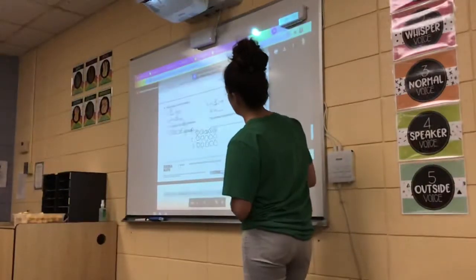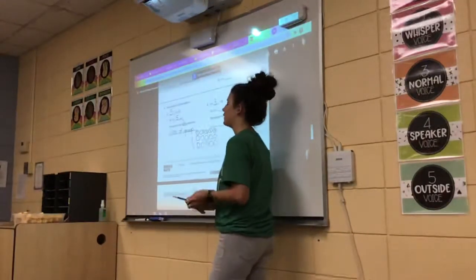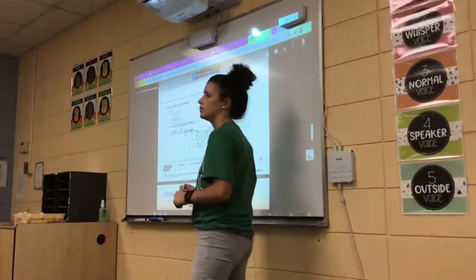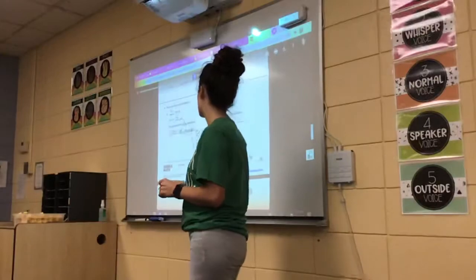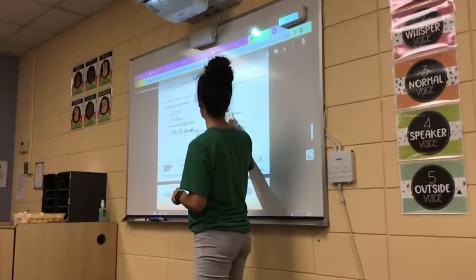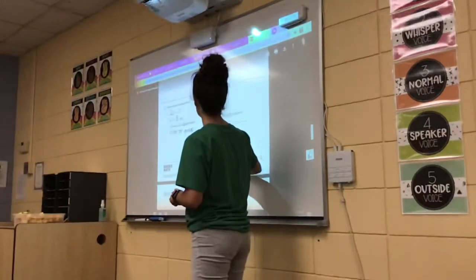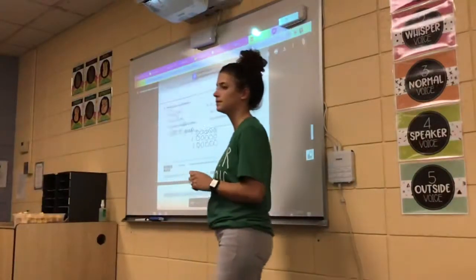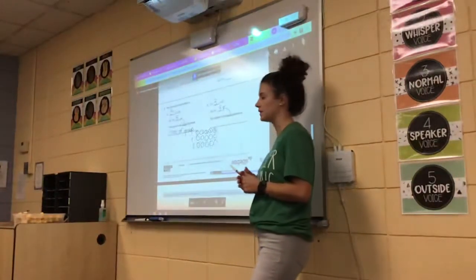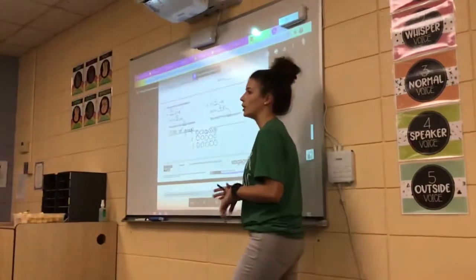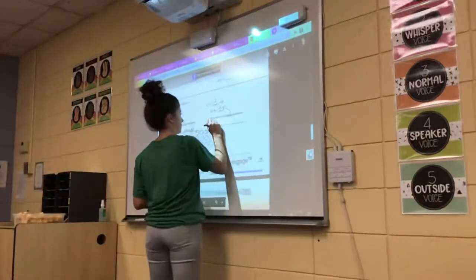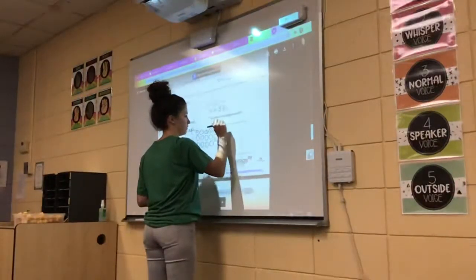All right, so 15 divided by 5 equals? Jenna? 3. What does the number in this blank represent? So what does the number 3 represent? Each size of group. Nope, not the size of the group. The number of groups, or rows.